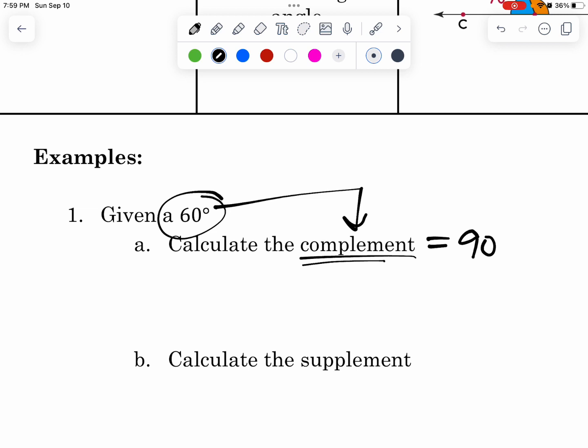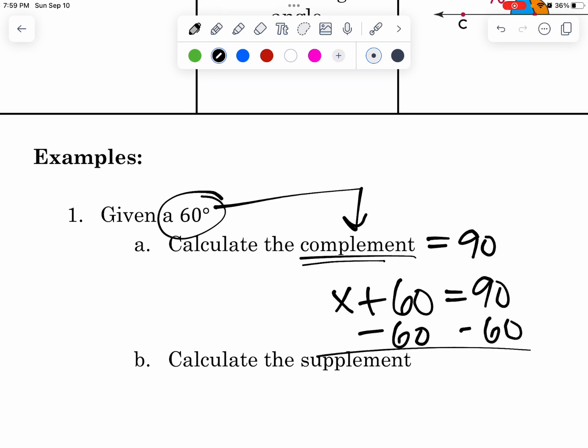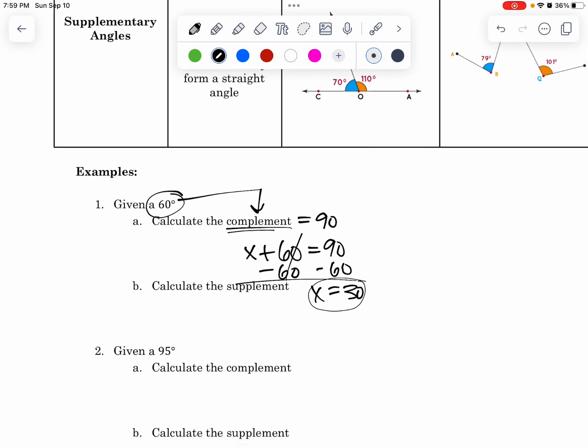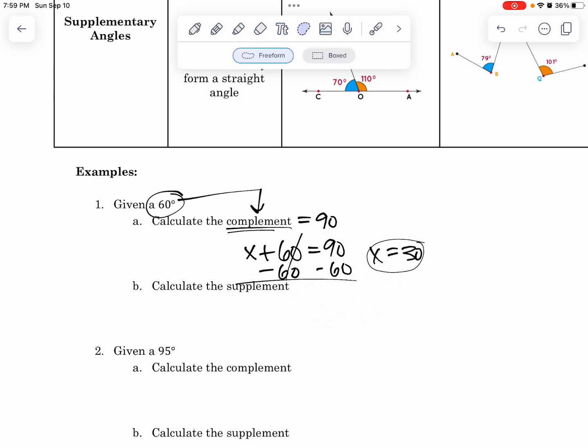I don't know what the angle is, so I'm going to call it x, but I'm going to add it to this angle, which is 60. And I'm going to set it equal to, complementary means 90, and I'm just going to solve it. So yes, that means you are subtracting 60 from both sides, and we get x equals 30. That is the answer for complement for 60. I'm actually moving it up here so it doesn't get confused with our next problem.